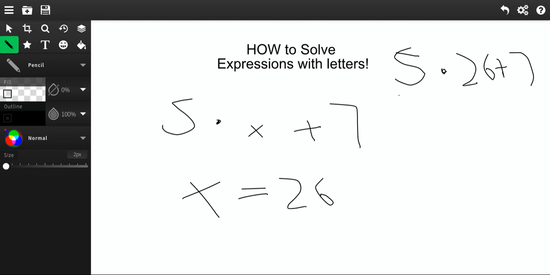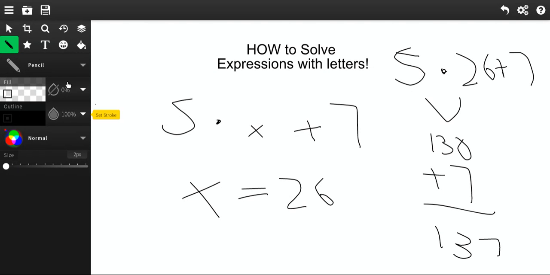Because right here, this one, 5 times 26. Now, how to do that? 5 times 20 equals 100. 5 times 6 equals 30. So that's 130 right there. 130. And then that's plus 7. So, add that, that's 137.